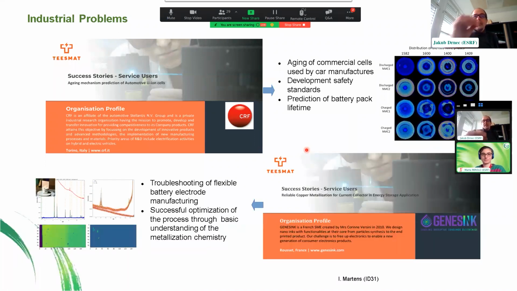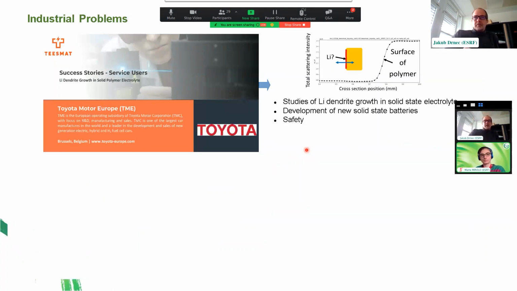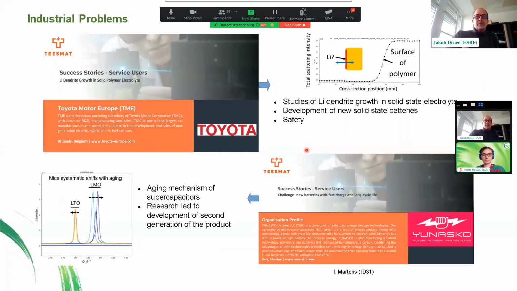For example, the Genesing, they're making the electrode collectors, it's copper plated on some polymer, right? We are working with Toyota to look at the lithium dendrite growth, and we are, for example, working with UNESCO, that's a Ukrainian company who make supercapacitors. These techniques are simple enough that you can use them for really industrial research. So that's interesting. Now we're really getting into the realm of helping make the devices, right?